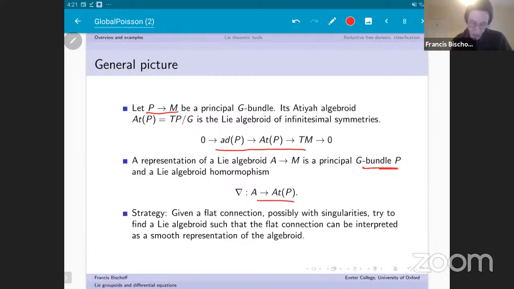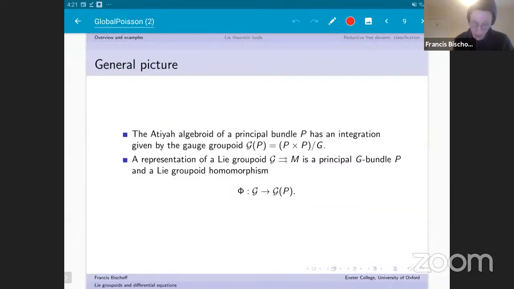So the strategy is that given a flat connection, possibly with singularities, we try to find a Lie algebroid such that the flat connection can be interpreted as a smooth representation of the algebroid. So that's what we did in the first example. We had a differential equation which had a singularity, and we interpreted it as a smooth representation.